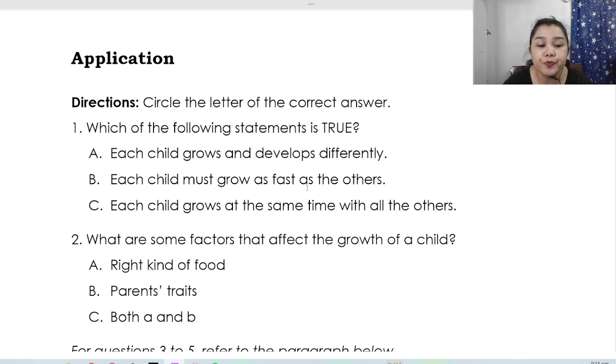Number 2, what are some factors that affect the growth of a child? Ano ba yung would cause the growth of a child? Mga magiging dahilan. Is it A, the right kind of food? B, parents' traits? C, both A and B? What are some factors that affect the growth of a child? A, right kind of food. B, parents' traits. C, both A and B.